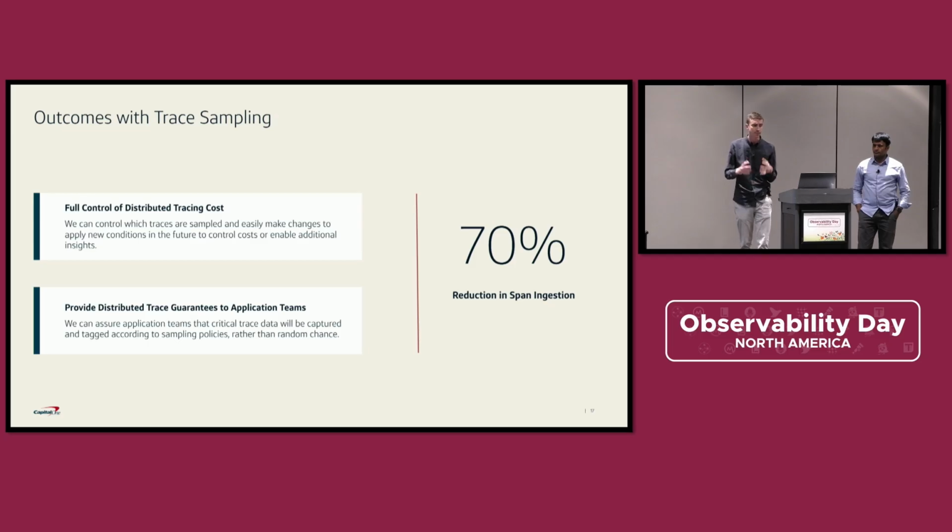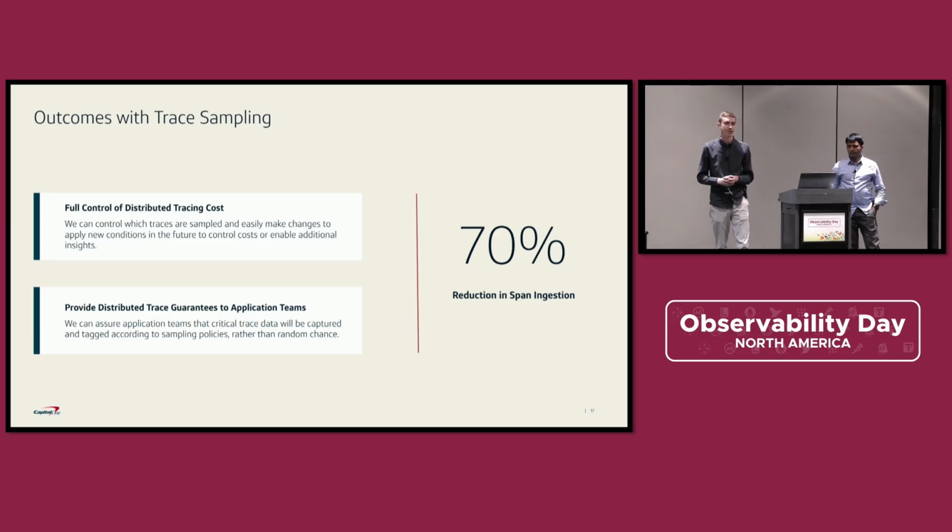But also very important, we can provide guarantees to application teams that they will be able to see certain behavior in their tool. If we say, oh, you're going to be able to see this error, that can build a lot more comfort in how sampling affects the traces coming from their application in a way that can't be achieved with probabilistic or head-based sampling.